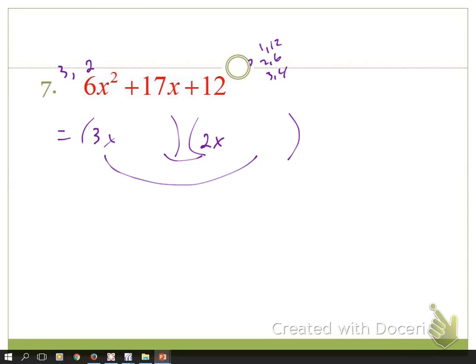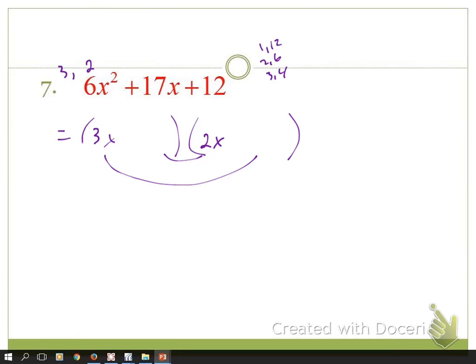All right. Well, we're going to try the next one. 3 times 2 is 6. 6 times 2 is 12. 12 plus 6 is 18. Not going to work. So flip-flop them. 2 times 2 is 4. 3 times 6 is 18. You add them, you get 22.